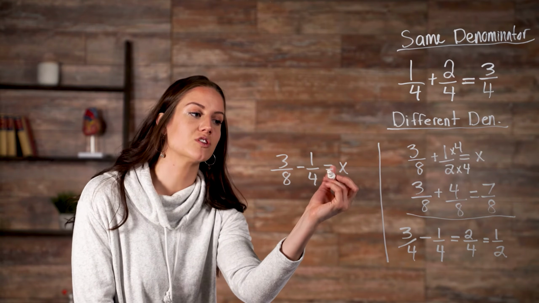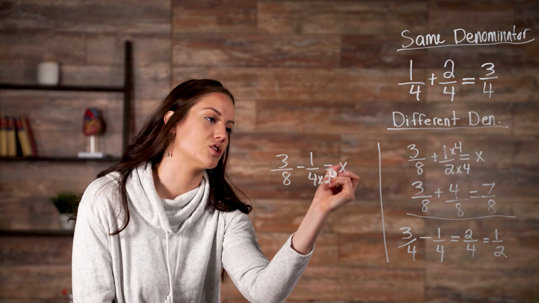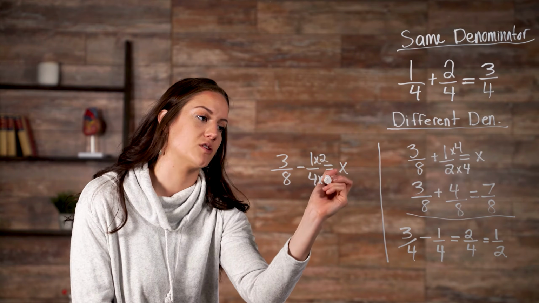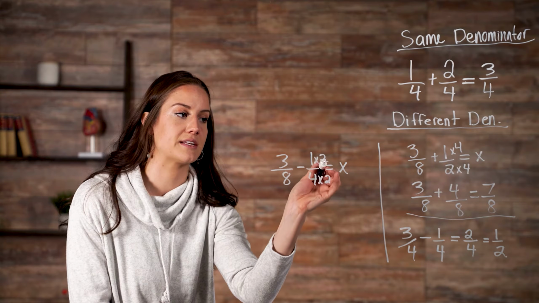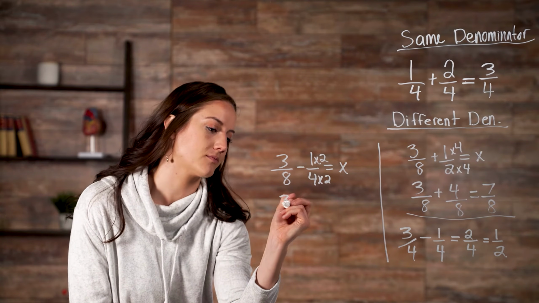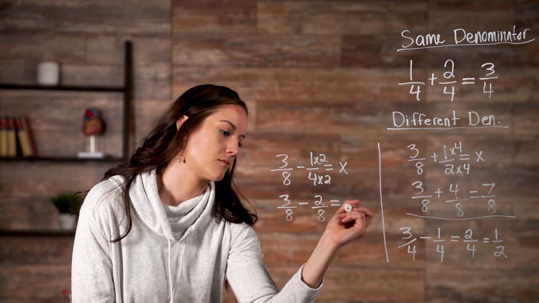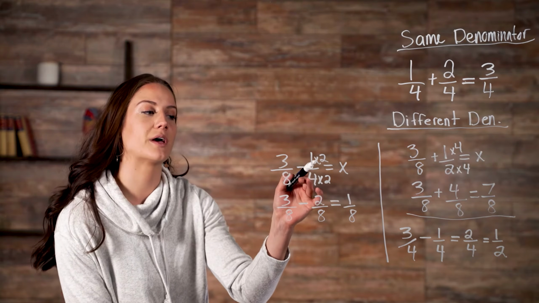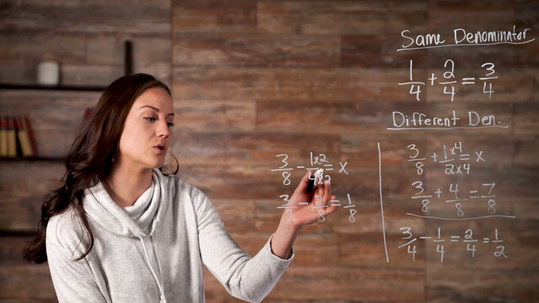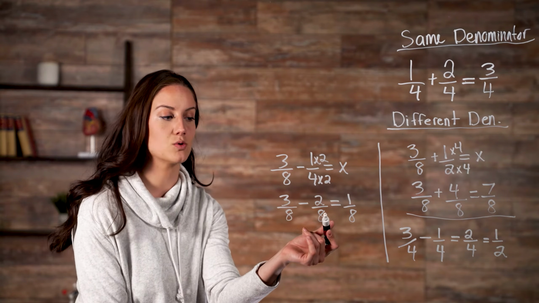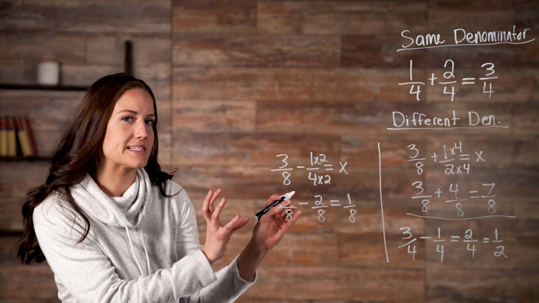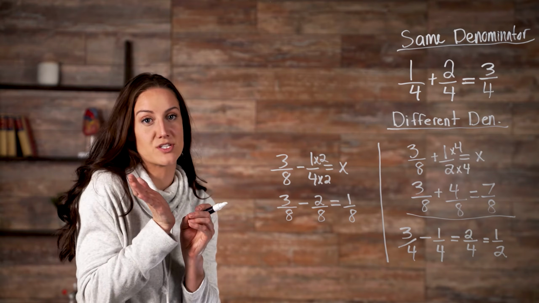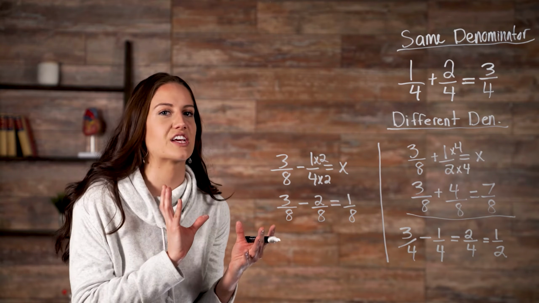Well, in this case, we can multiply 4 times 2. But remember, whatever we do to the denominator, we must do to our numerator. So we can multiply it times 2, and then here's what we get. Once we multiply our second fraction by 2, we get 3/8 minus 2/8, which gives us 1/8. So these problems were pretty easy because they had either the same denominator or were really easy to convert.